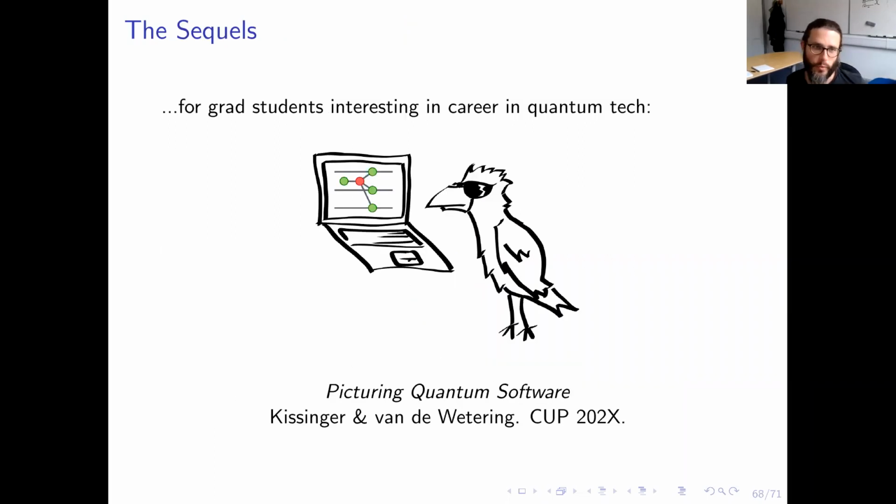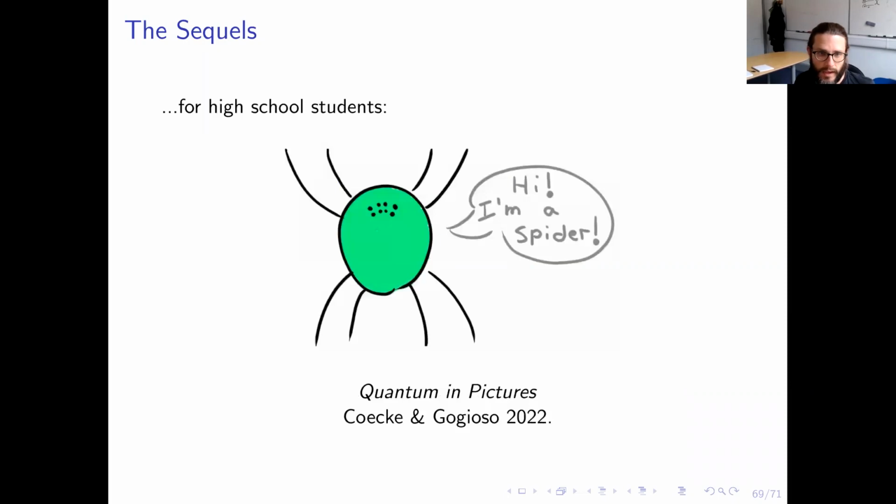And there's a couple of sequels in the works. So there's one that's, in terms of sophistication, a step up. It's for graduate students who are interested in a career in quantum computing, or in academia around quantum computing, called Picturing Quantum Software, which I'm working on now with a former PhD student. And there's also a book aimed at high schoolers, which Bob and Stefano Goggioso have written. It's done now. It's in production, or in early stages of production, called Quantum in Pictures.